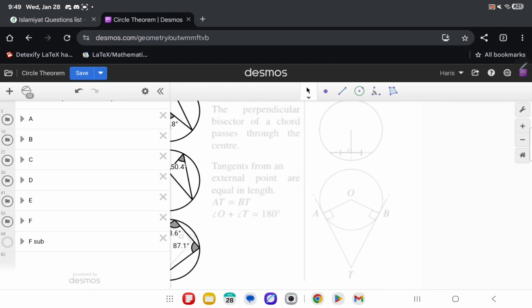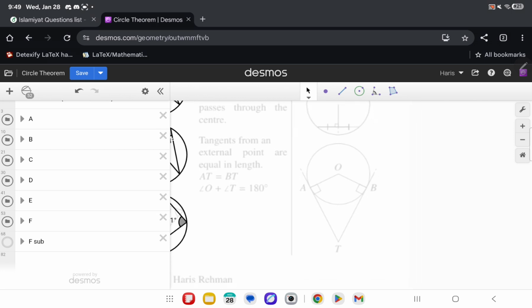If we have the length AB, then we know if we draw a perpendicular to it, we have one of the sides, half of AB, and then using the radius you can find this perpendicular height segment. Final rule: tangents from an external point are equal in length. AT is equal to BT and angle O plus angle T is equal to 180.